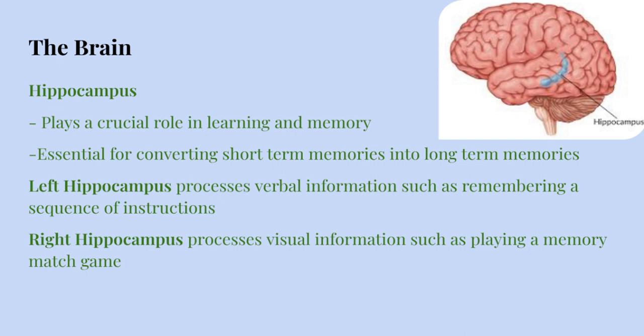The brain. The hippocampus plays a crucial role in learning and memory. It is essential for converting short term memories into long term memories. Both sides of the hippocampus do different things, the left and the right side. So the left hippocampus processes verbal information, such as remembering a sequence of instructions that your teacher gives you. And then the right hippocampus processes visual information. So that would be like when you're playing the card matching game, the memory game, that's your right hippocampus being used because it's visual.